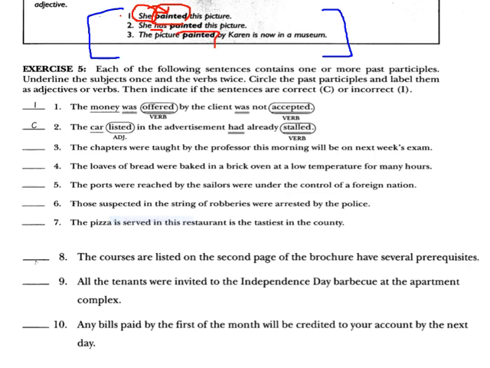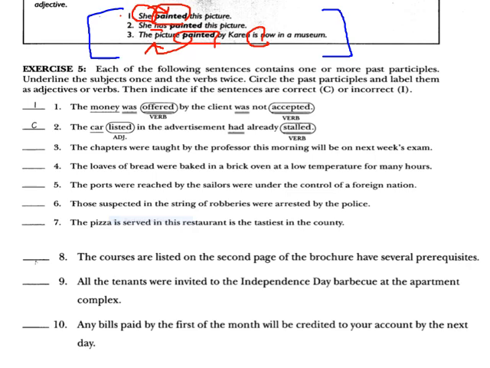Now, the picture painted by Karen is now in a museum. Here painted comes alone, like in the first sentence. But here it is not a simple past. Okay, here it is an adjective because it describes the picture. And the picture cannot paint, so the picture is not the doer of the action. So in this case, it is past participle as an adjective. And so we need a verb, and the verb comes here, which is.